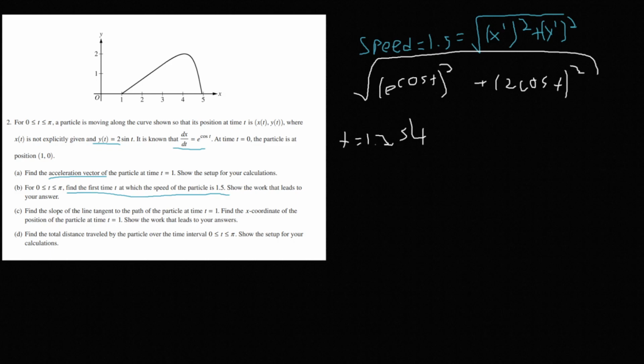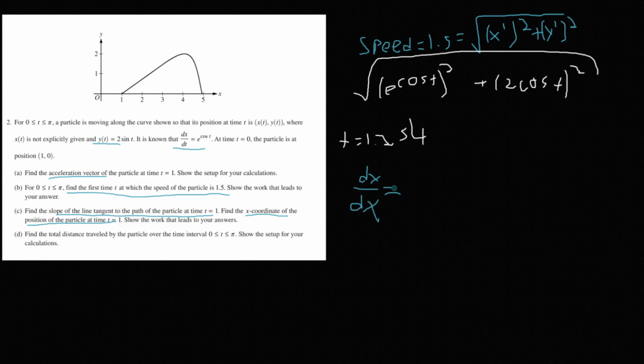For part C, it is actually broken apart. So there's two different things we need to do here. We first need to find the slope at t is equal to 1, and slope meaning dy dx, and next we need to find the x-coordinate at t is equal to 1. So first let's do the slope, dy dx.